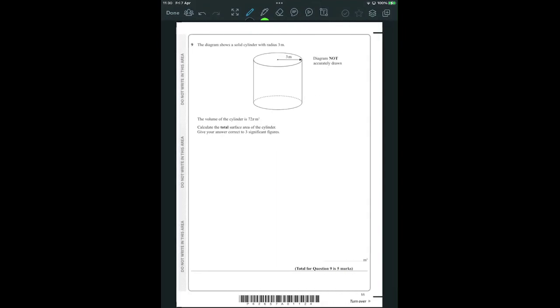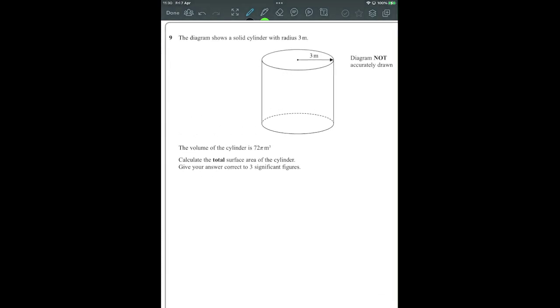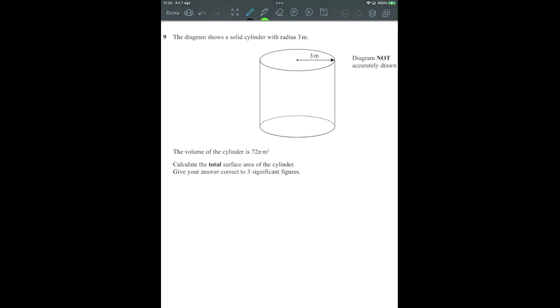Question 9. Diagram shows a solid cylinder with a radius. I notice already that the picture doesn't have a height labelled. The question doesn't ask me for the height, but pretty much anything that I need to do with a cylinder, I'm going to need this height, so I'm going to label it on straight away. I have, however, been told the volume. That feels like I need to go backwards to find the height. And then eventually I'm going to find the surface area.